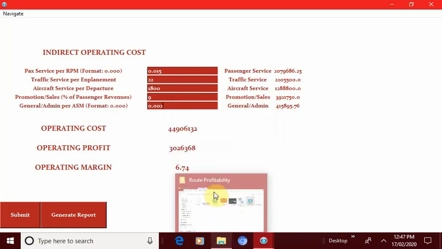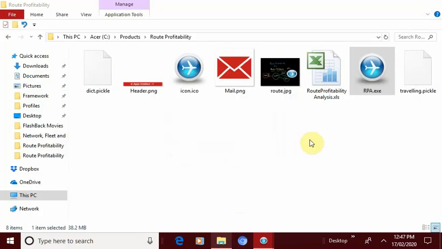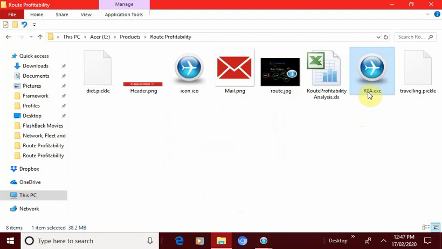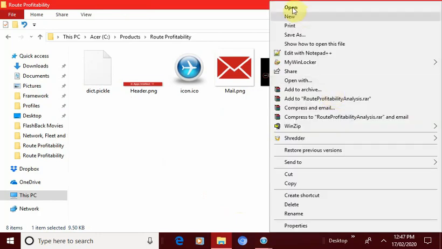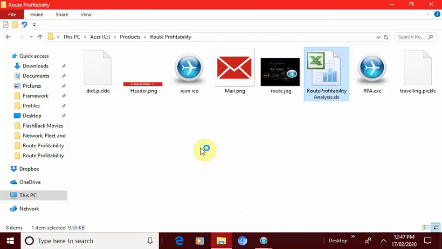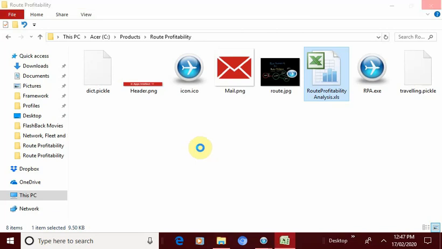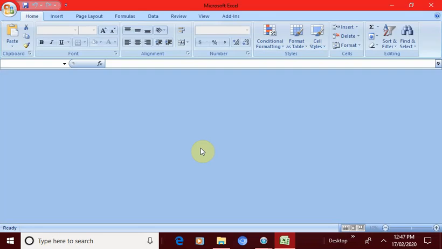Now from the folder where we had activated this particular exe file, we go there. Already this Excel file for the route profitability analysis is generated. So we'll open this and see the report, how it looks. This is a detailed report which is formatted. This gives a very clear understanding of all the figures.